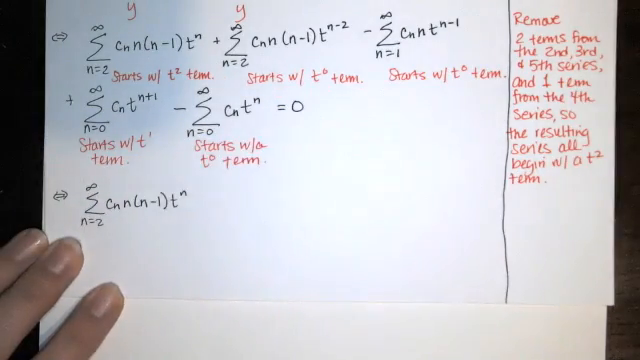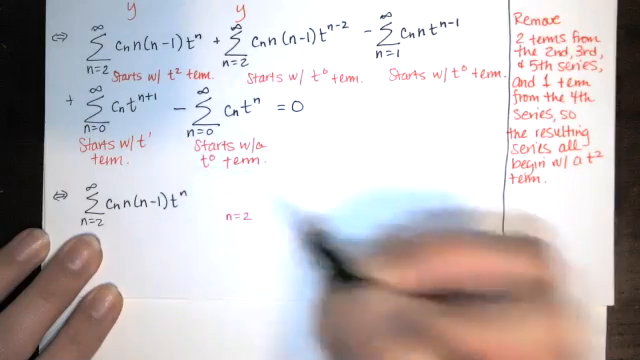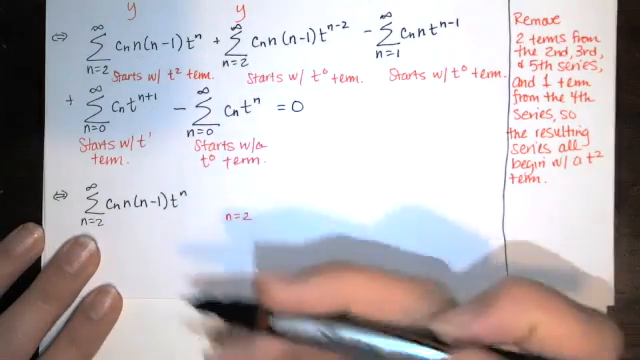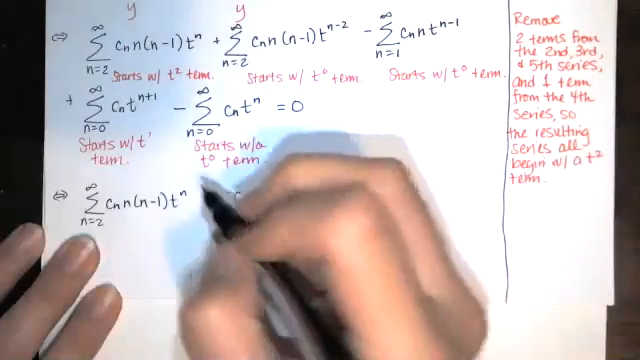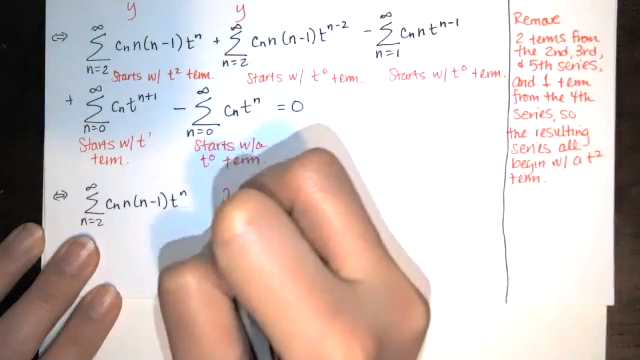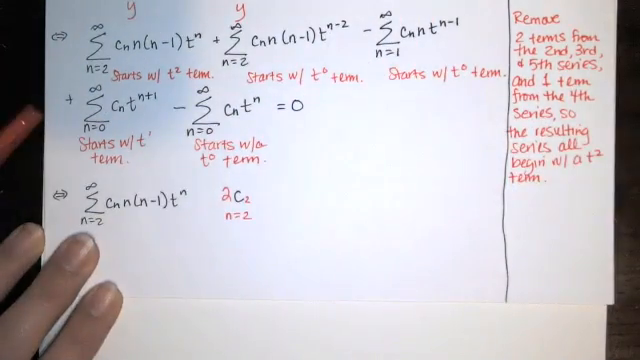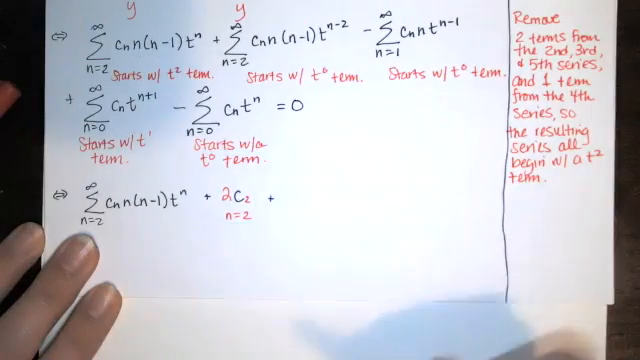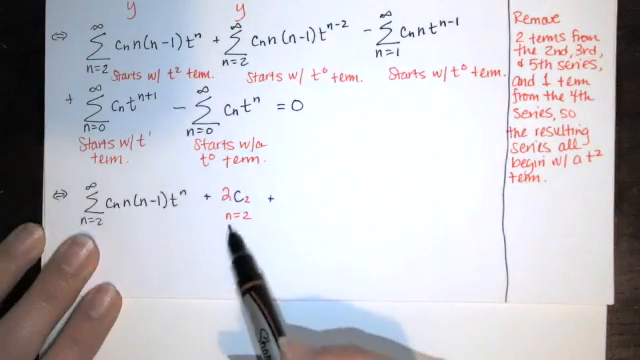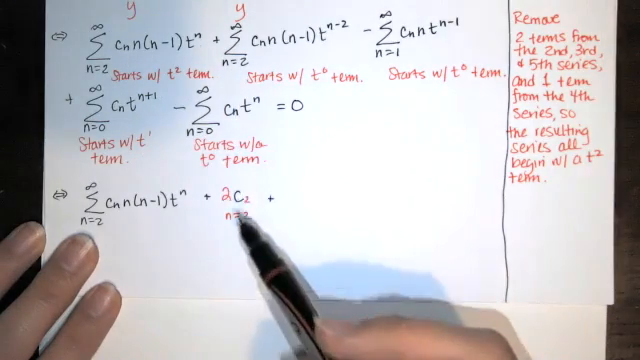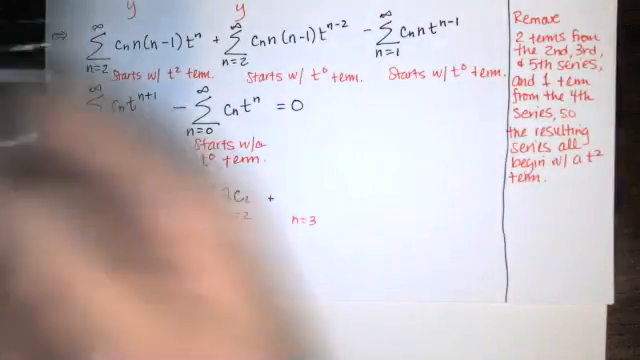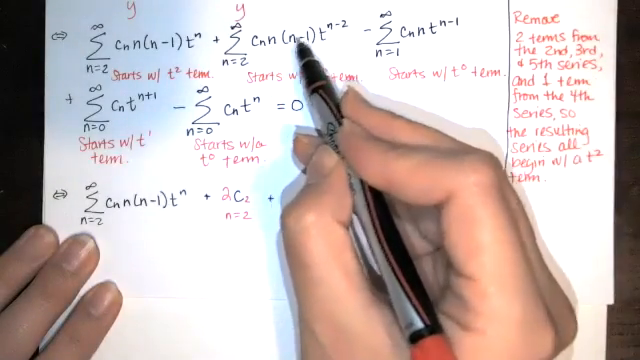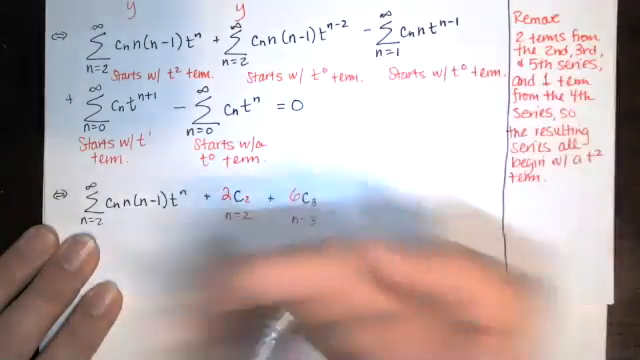That one starts with a t to the 0 term. So when n equals 2, we get c sub 2 times 2 times 2 minus 1, which is 2, times t to the 0. So that's our constant term. And then we need a t to the first term. So that's going to come from substituting the next value of the index. We took care of n equals 2. So now we want to substitute in n equals 3. So we'll have c sub 3, and then we'll have 3 times 2, which is 6, times t to the first.